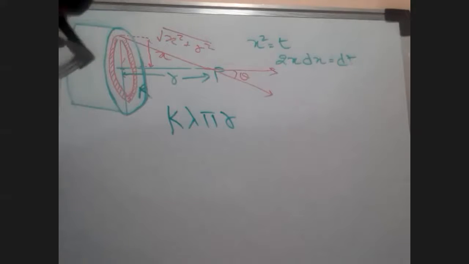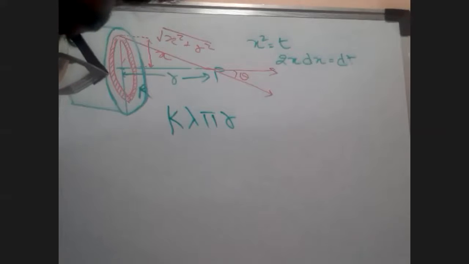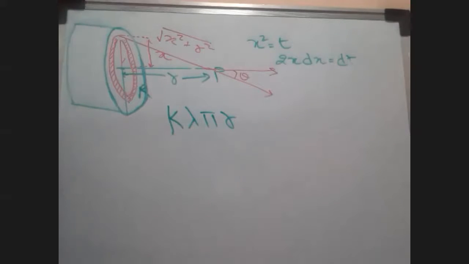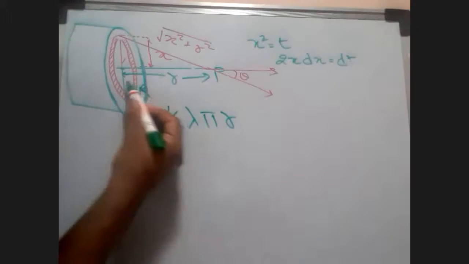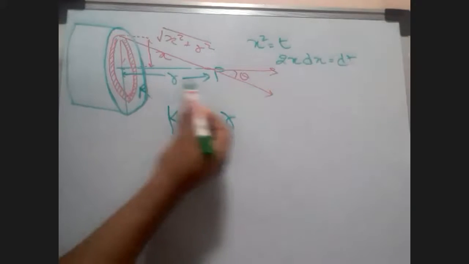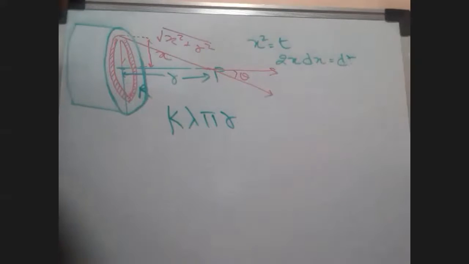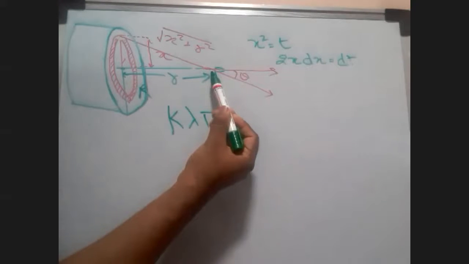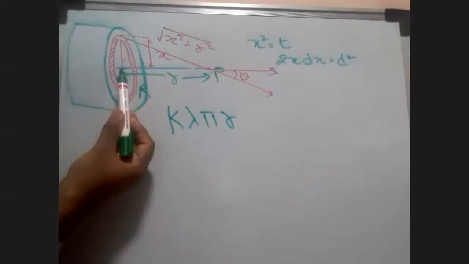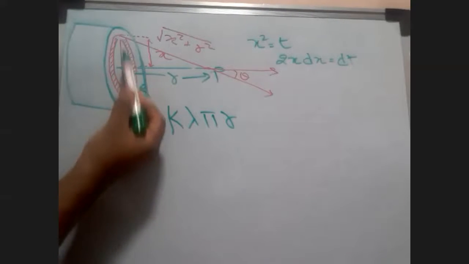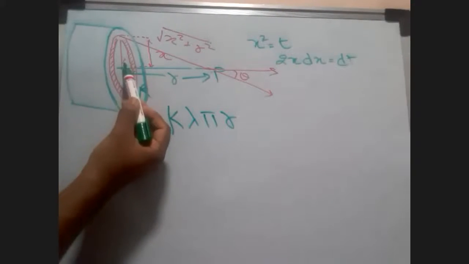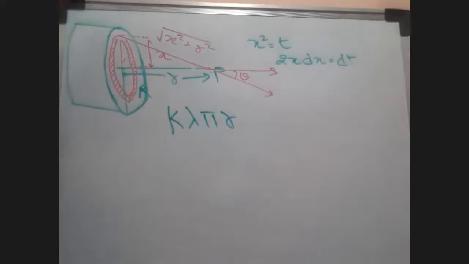How did I do the integration of r square plus t? In that, r is constant. Yes, r is constant. See, this is r. R is going to be constant because this is a point P over here. You brought a test charge over here, point P. What is going to vary is only x. X is the radius of the ring, not the radius of the disk.